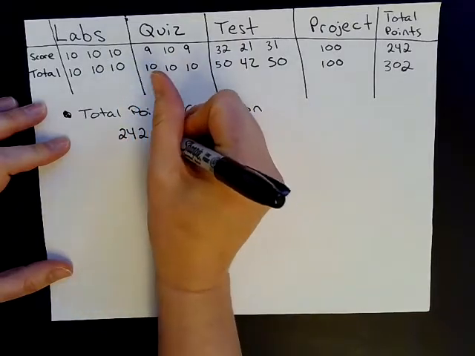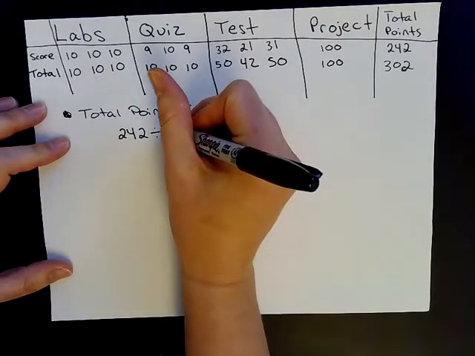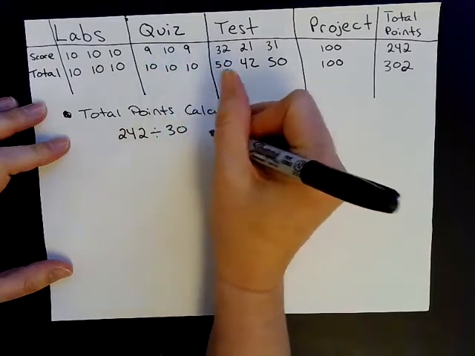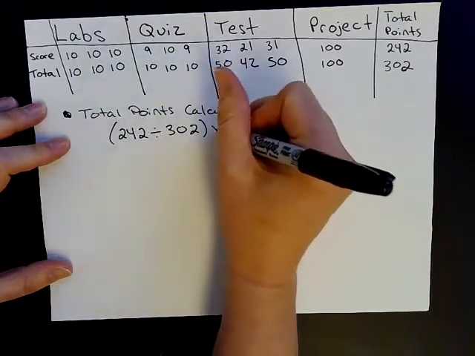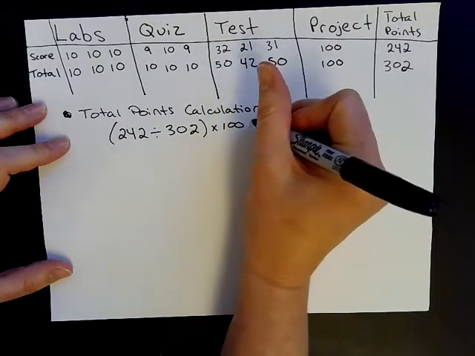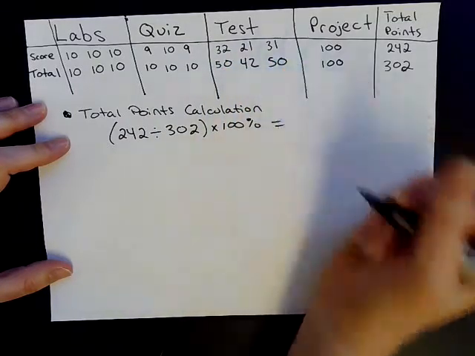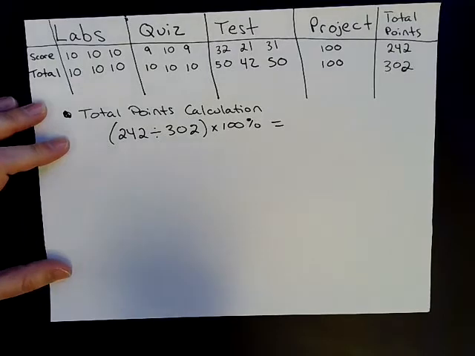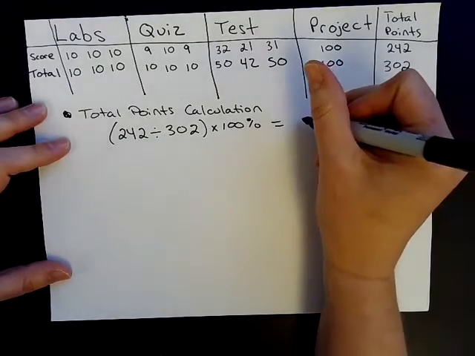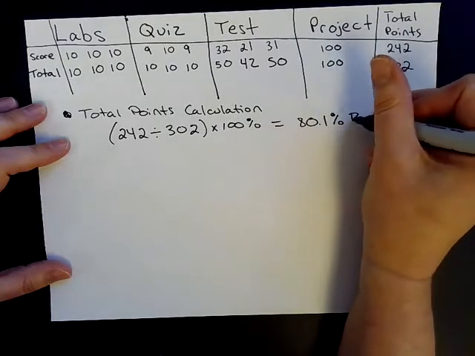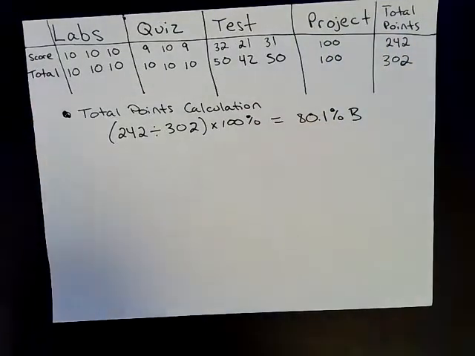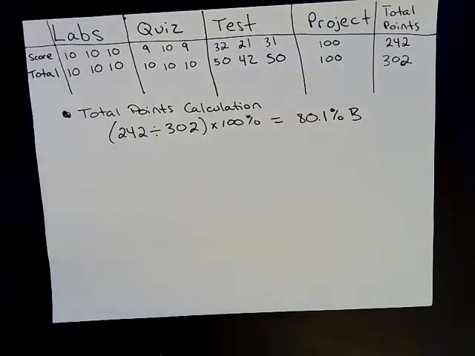and you would divide that by 302, and then you can multiply that by 100%. The total percentage based on total points would be an 80.1% B. And the student thinks that they're passing the course, which is great.